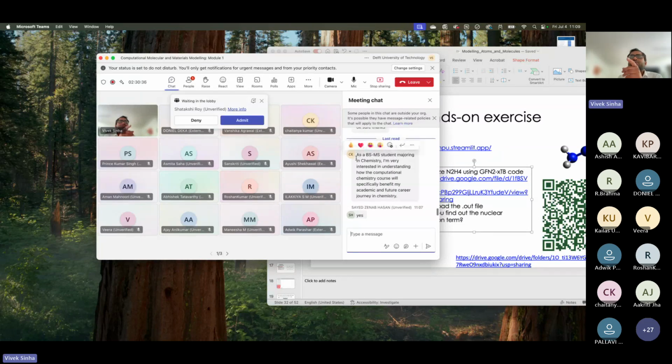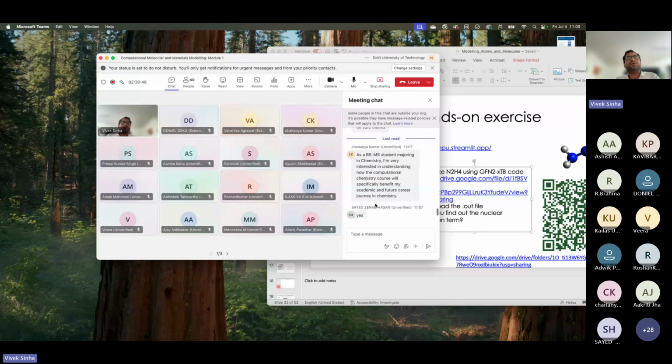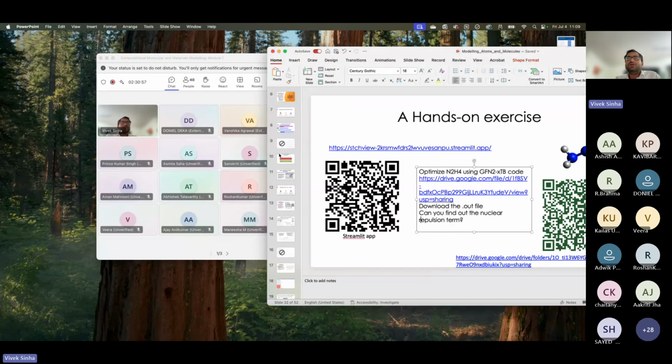Yes, Chaitanya, this question will be answered in this course. We touched upon a little bit about how computational chemistry will help you in your academic career and journey in chemistry. We can talk a little bit more about it, and actually we can also do a 1 hour session. But let's get back to what we were working on so that we don't lose track.